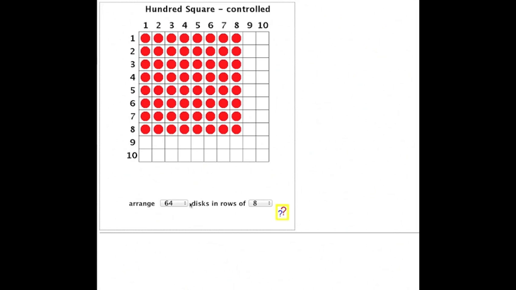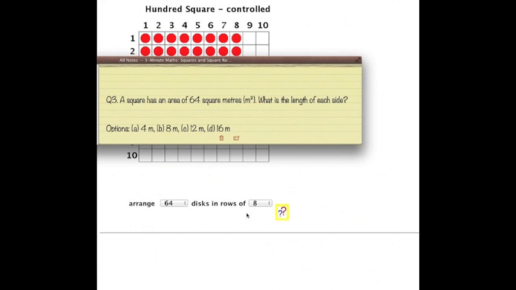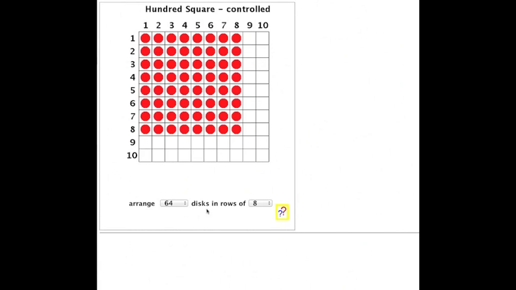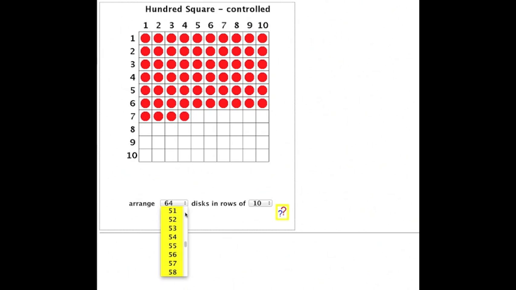It's 8 units wide and 8 units tall. And this gives the answer to the question. You can arrange 64 things into a square shape if the length of each side is 8, and that's option B. Here's another example. I'll return the row length to 10, and this time I'll start with, say, 49 discs.